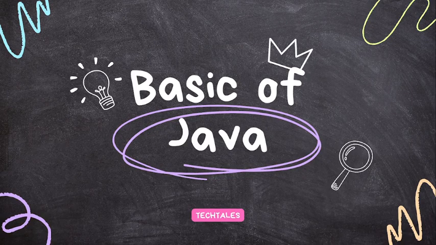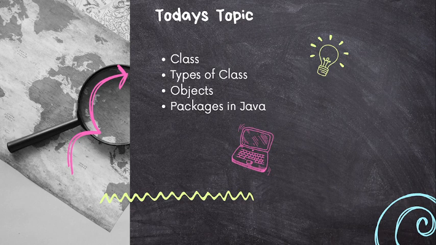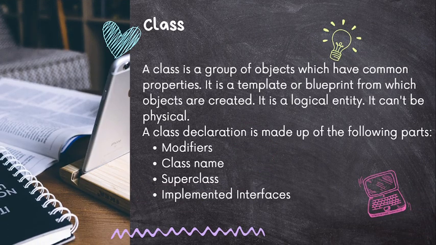This is Priti and in this tutorial today we will see what is class, what are the types of classes, what is object and what are the packages in Java. So let's get started. So class is a group of objects which have common properties. It is a template or a blueprint of your object.